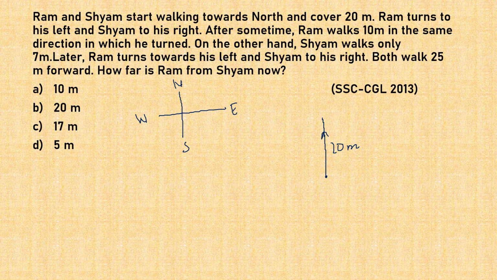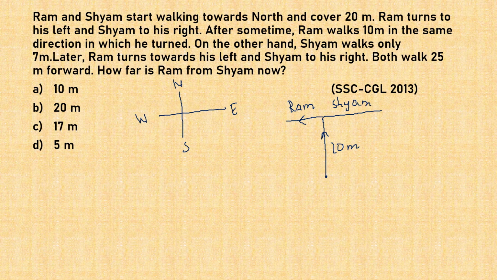Now Ram turns to his left. So this is the left hand side because they are traveling towards north. So your left will be the left of the person turning towards left. So this will be Ram, who took a left hand turn, and Shyam, who took a turn towards the right hand side.